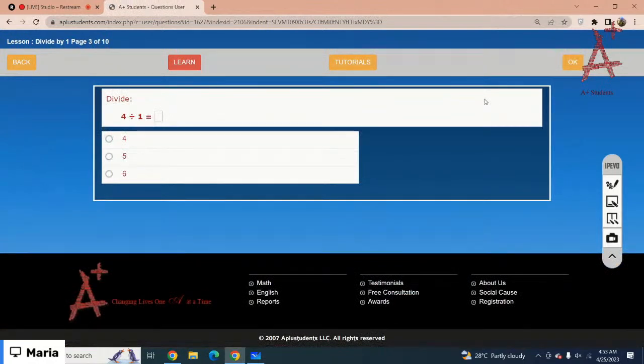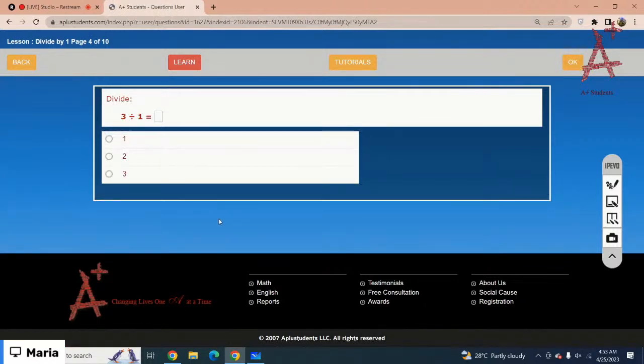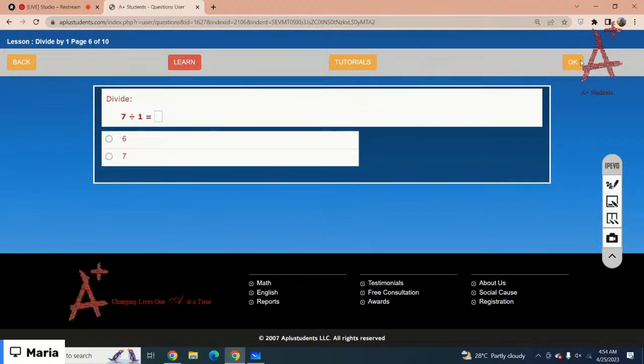4 divided by 1 equals 4. Okay, 3 divided by 1 equals, yes, 3. 8 divided by 1 equals 8. 7 divided by 1 equals, very good, that would be 7.